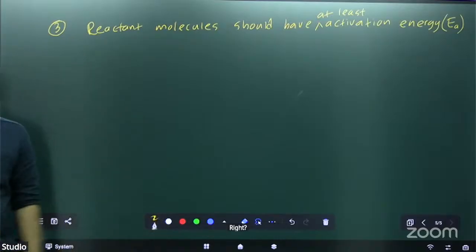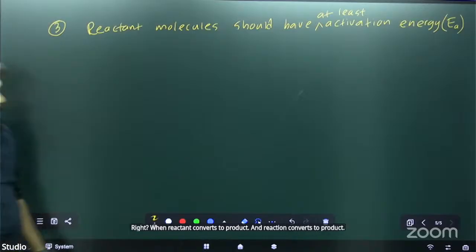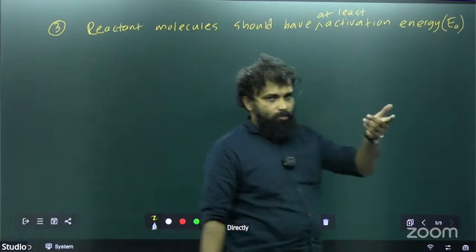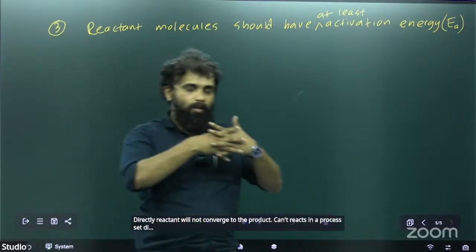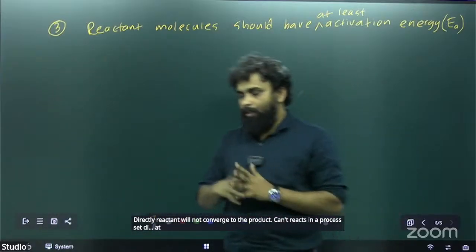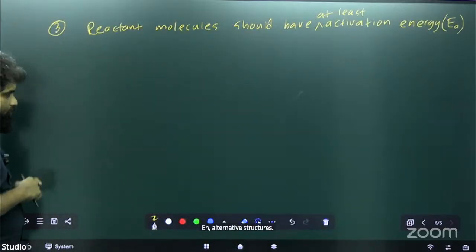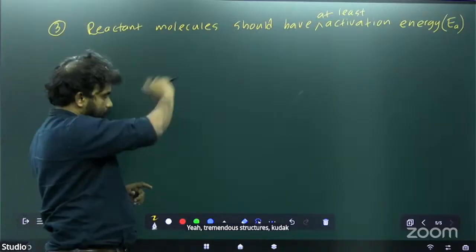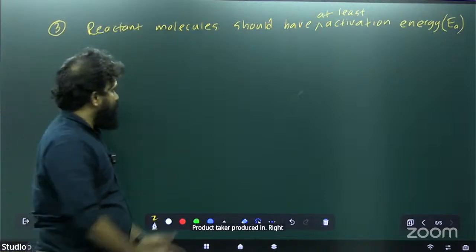Activation energy means, when a reaction proceeds and reactant converts to product, directly the reactant will not convert to the product. When the reaction proceeds, the reactants do not collide and convert to the product all at once. Many intermediate structures form in between. Only after that is the product finally produced. So then, the activation energy.